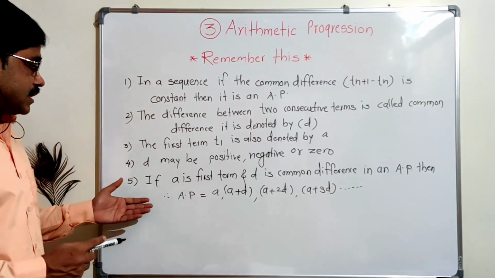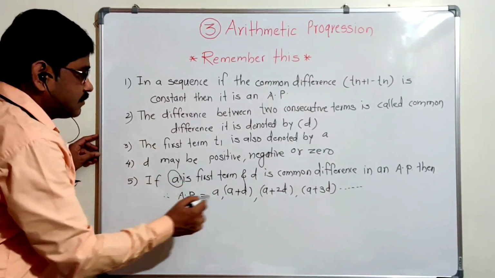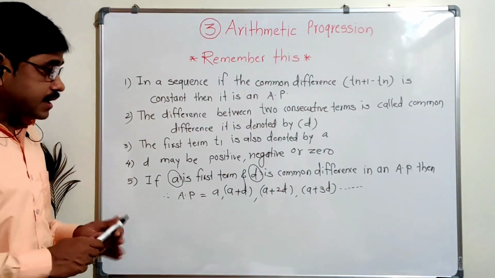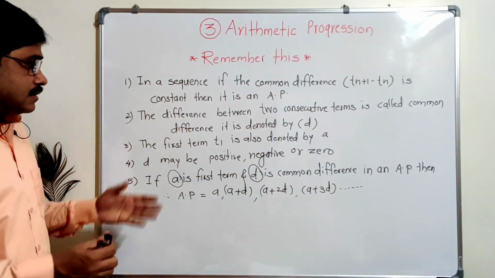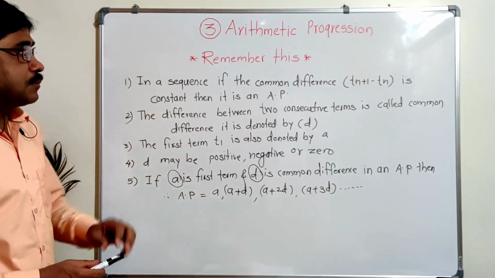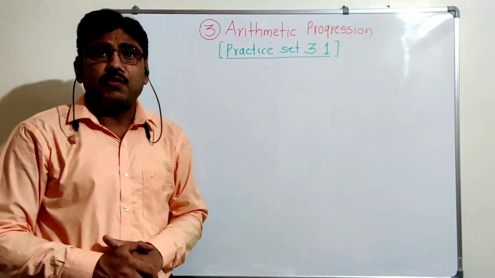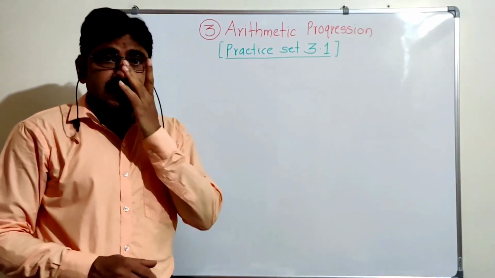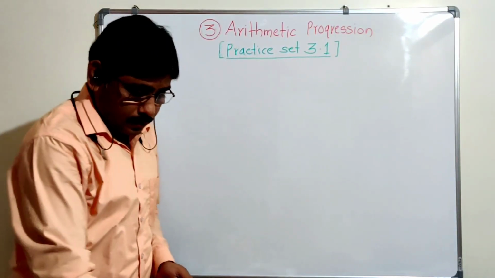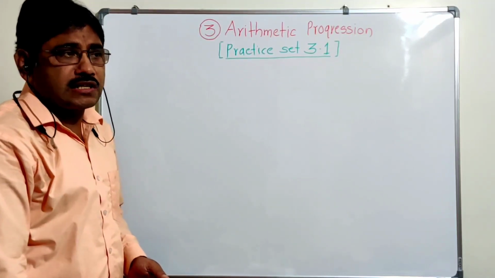And in an arithmetic progression, if both values A and D are given, A is the first term and D is the common difference, then we can find these values. Means using this we can write the arithmetic progression. This is the practice set 3.1 from this third chapter, arithmetic progressions. So students, let us see the question number 1.